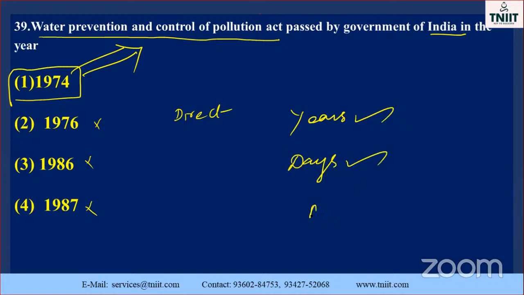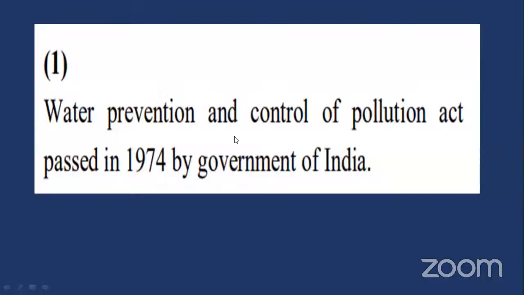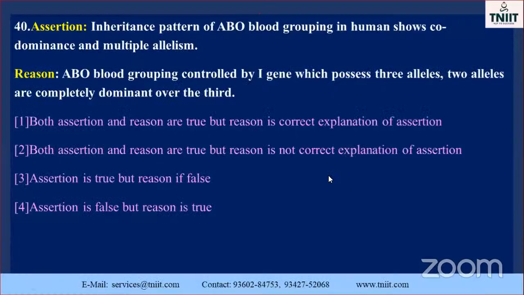AIDS Day. Human Population Day, July 11. World Science Day. Doctors Day. Likewise, major days, don't forget. See that. Water Prevention and Control of Pollution Act was passed in the year 1974 by Government of India. So the answer is the first one. Go to the next question.